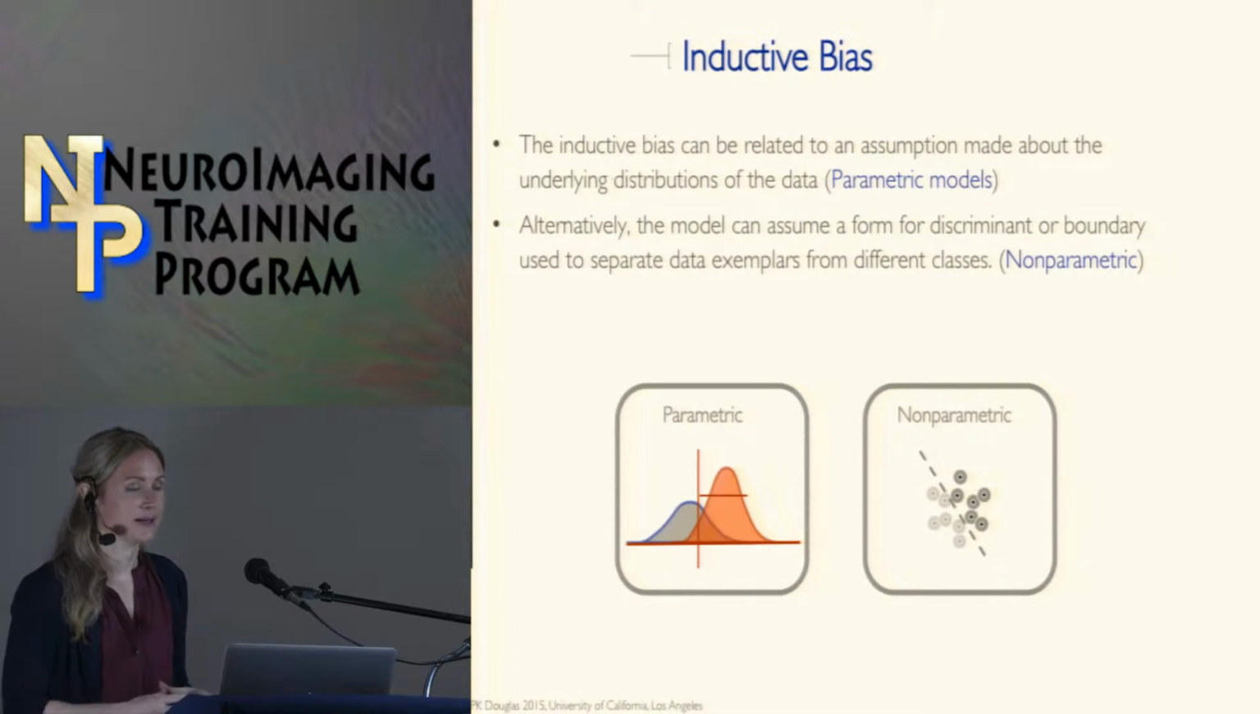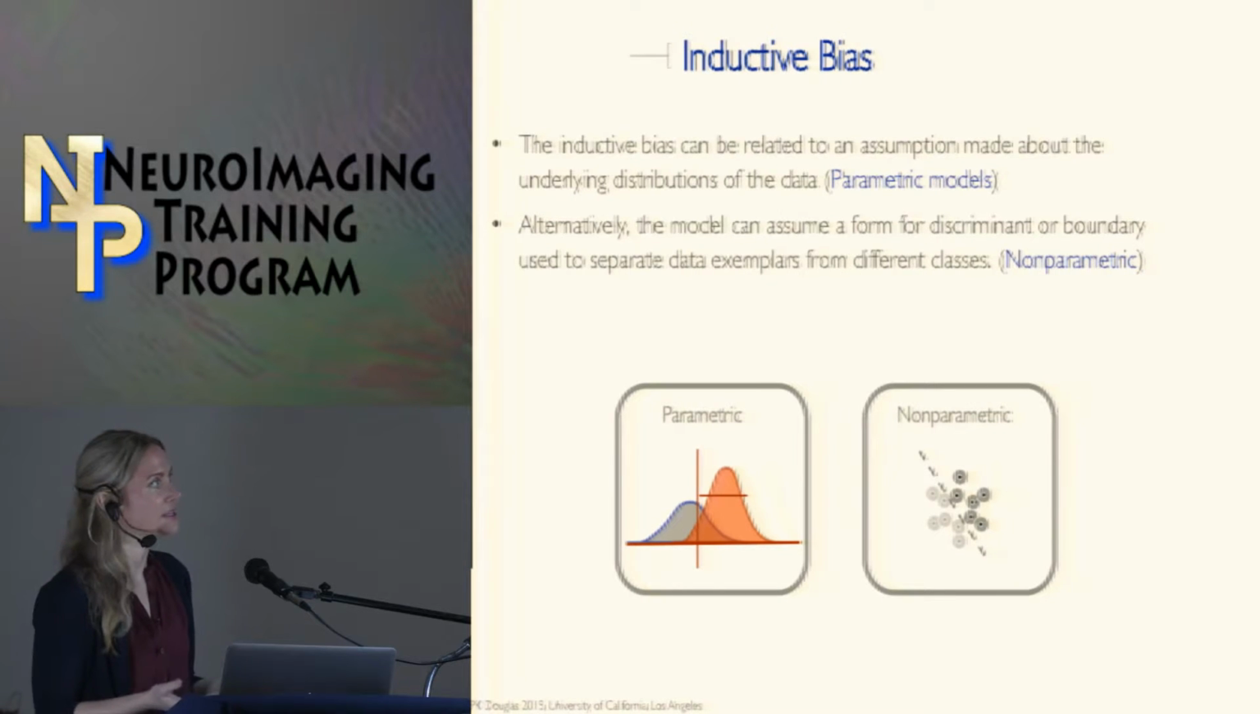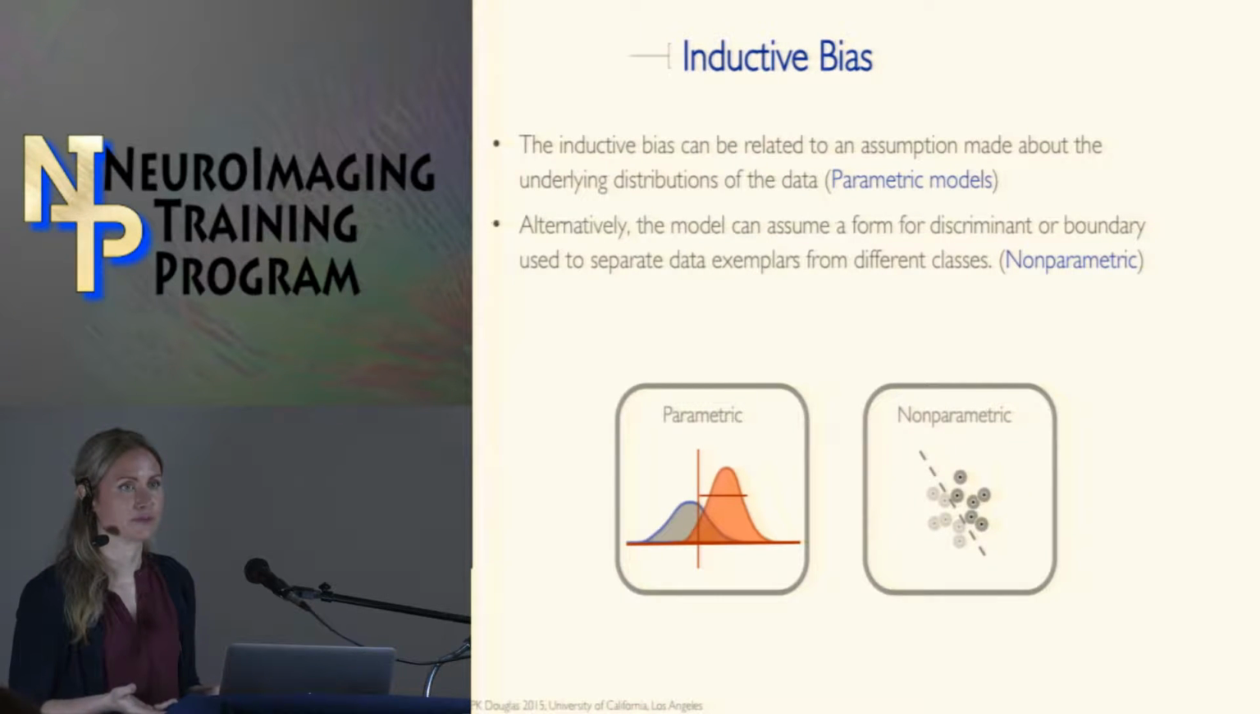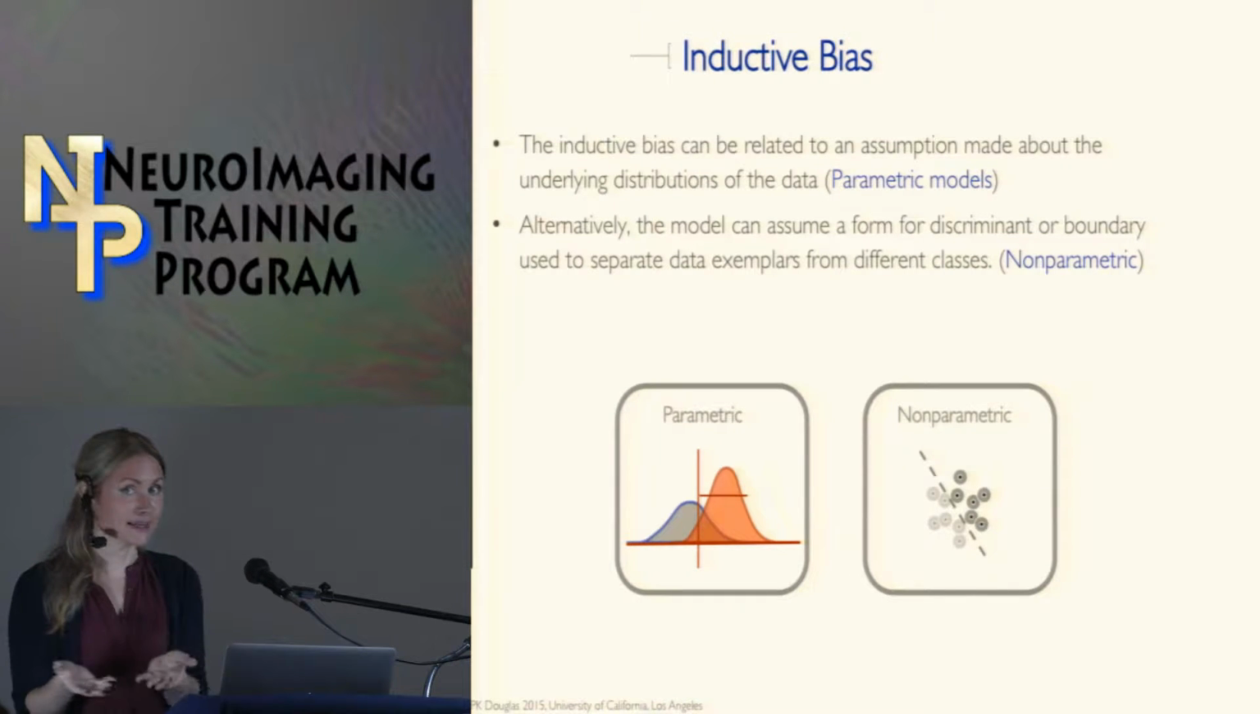So some inductive biases are parametric. If you're doing Bayesian classification, you're assuming essentially that the distributions adhere to a Gaussian distribution, for example. But not all inductive biases make assumptions about the underlying distributions.